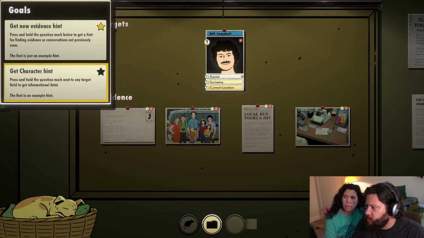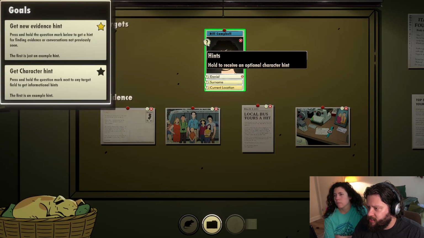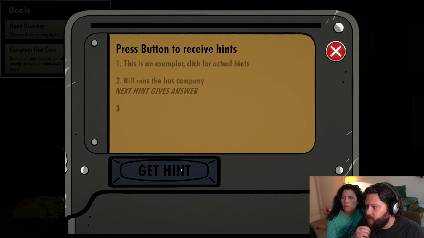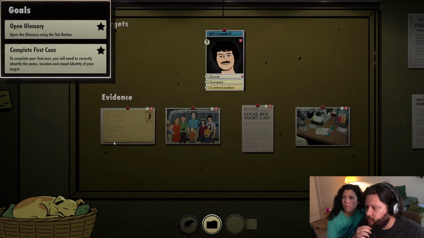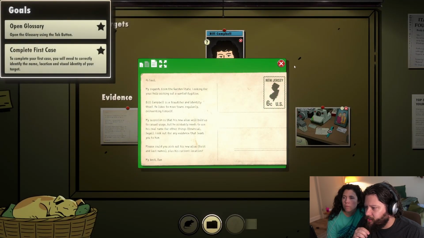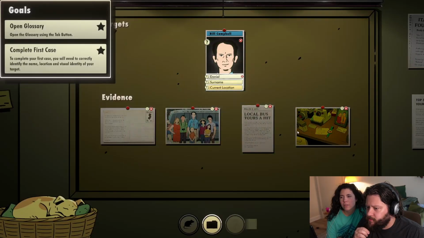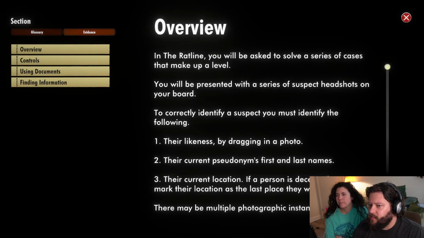Hold up. Oh, that's the picture. Okay. Press and hold the question mark next to any target fields to get a hint. Let's see. It's an example. Bill runs the bus company. Bill Campbell is in the center of the photo. That's what I was thinking. Bill Campbell is a fraudster, right? Mm-hmm. It's this man. Yeah. This is Bill Campbell. Why would we assume he was Daniel? So it's not Daniel then. No. Probably not.